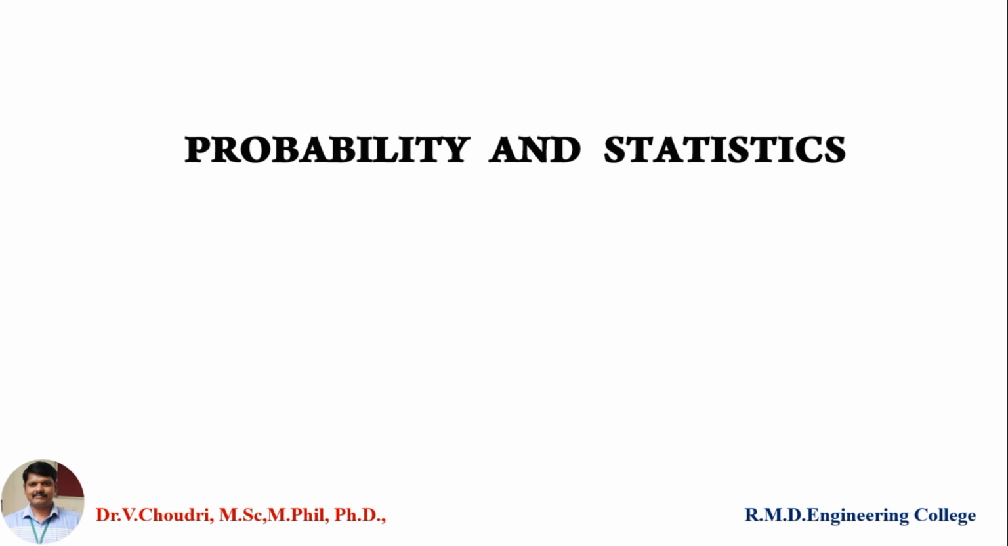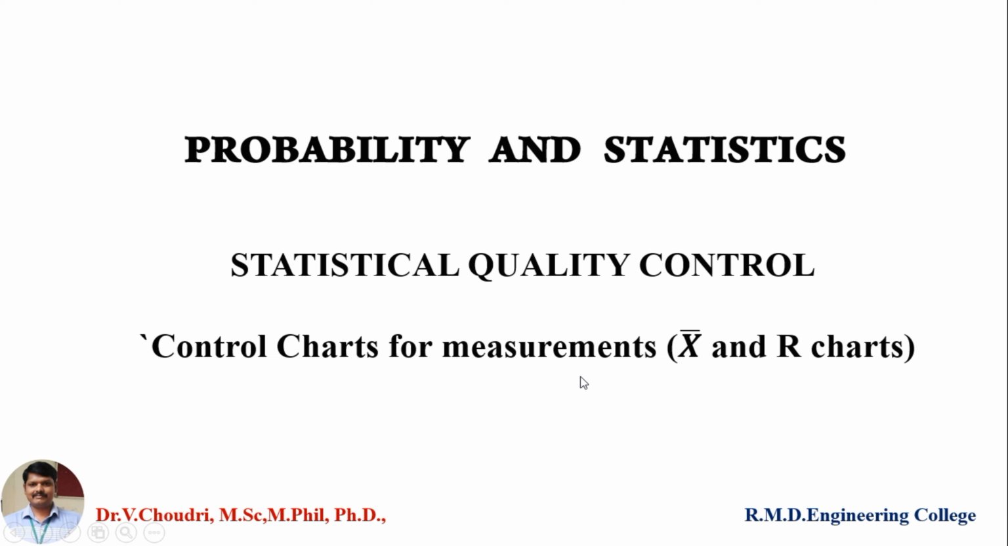In this video, we are going to discuss probability and statistics. Here, I choose the topic statistical quality control. In statistical quality control, we are going to use two types of chart. One is the X bar chart and the other is the R chart. Based on these, we have to define whether data are in control or not.